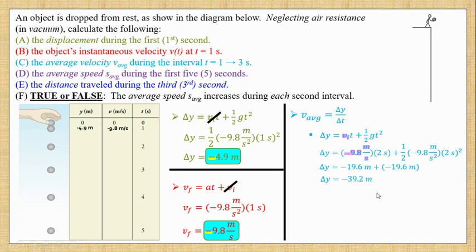So now that we found our displacement, we're pretty much done with part C. We know our displacement now is negative 39.2 meters, and we know our change in time is 2 seconds because from 1 to 3 seconds is 2 seconds. So we just plug and chug.